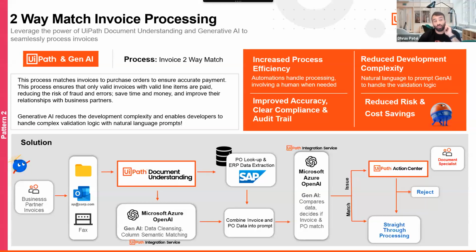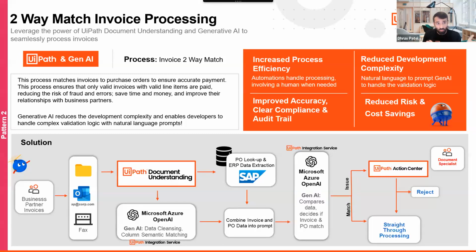Great. So those are some great examples of how you can start using generative AI in some of your automations. Russell particularly covered pattern 1 and 3, so I'm going to cover a little bit of pattern 2. This two-way match invoice processing demo is also the template that you're going to get. This can help you get kickstarted on your journey of testing out how you can use generative AI, integration service, and some of the UiPath capabilities to create this solution for yourself. So definitely download it afterwards.